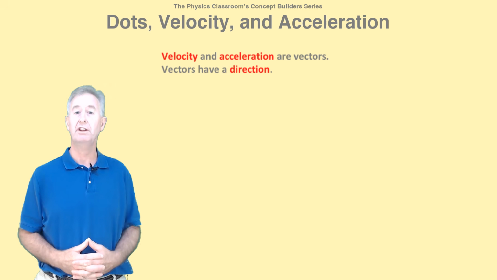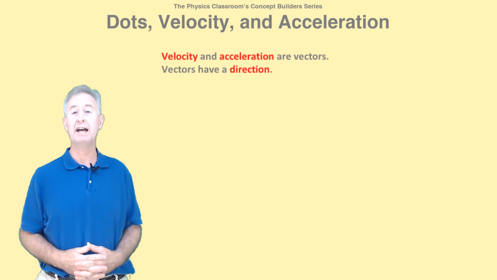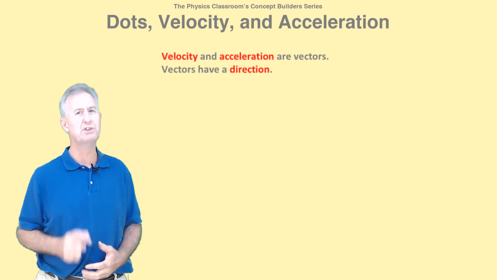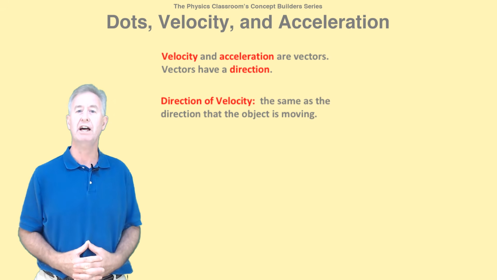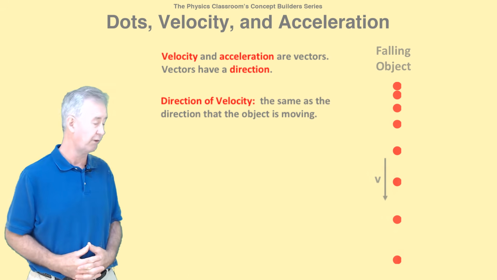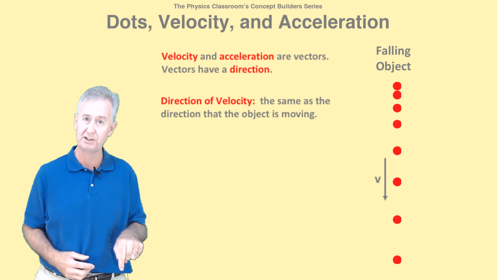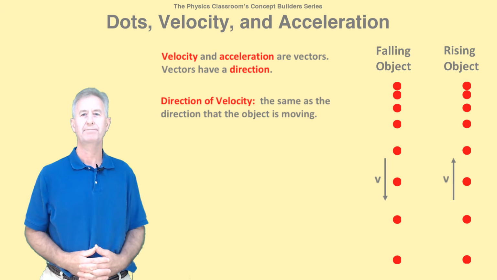Vector quantities like velocity and acceleration have a direction associated with them. You can use a dot diagram to determine the direction of velocity and acceleration. But first you need some rules. The rule for velocity is simple. The direction of the velocity vector is in the same direction that the object is moving. So a falling object would have a downward velocity. An upward rising object would have an upward velocity.